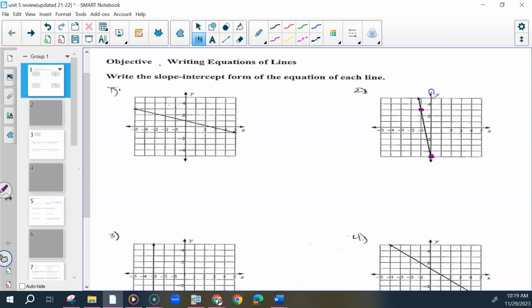Looking at these 2 points, what would this slope be? -8. We can simplify it. So our equation is y equals -8x minus 5.